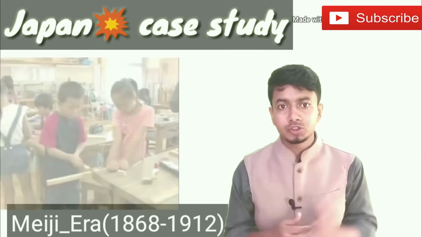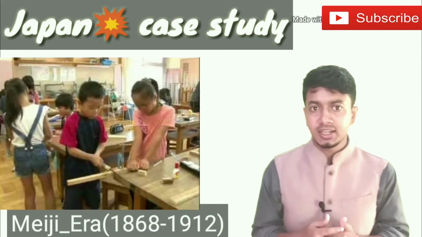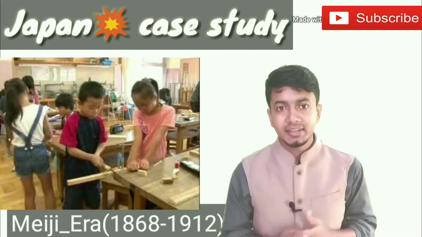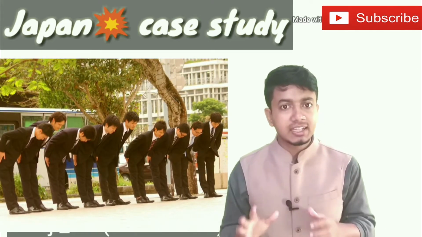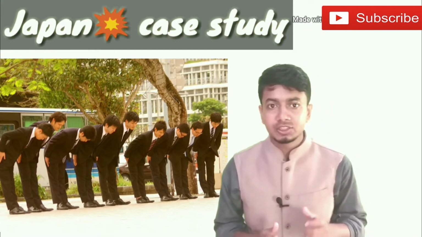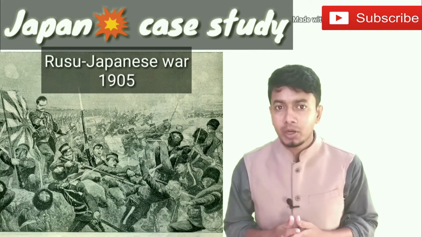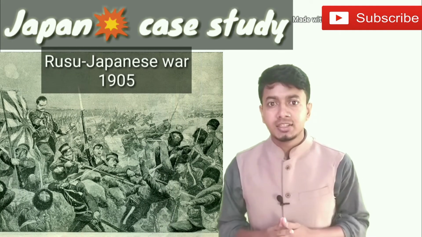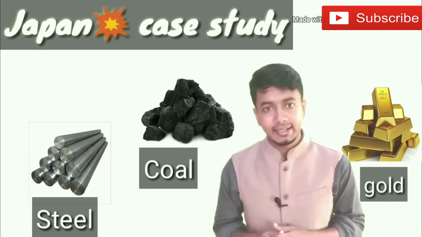The most important topic is that they focused on moral education, integrity and education. They taught their children to work for the country. So in Japan, moral character and integrity are stronger than in any other country. They were so strong in moral character and integrity that they defeated the world's most powerful country, Russia, in 1905. At this time, Japan had no natural resources like steel, gold, coal, etc.